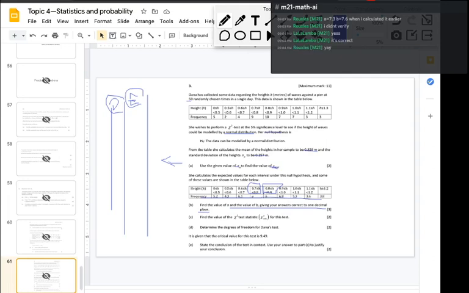Okay, next, find the value of the chi-square statistic for the test. So now you finally can insert it here and then run the chi-square test. This time you have to run the chi-square goodness of fit, or GOF. Get it? Goodness of fit for distribution.